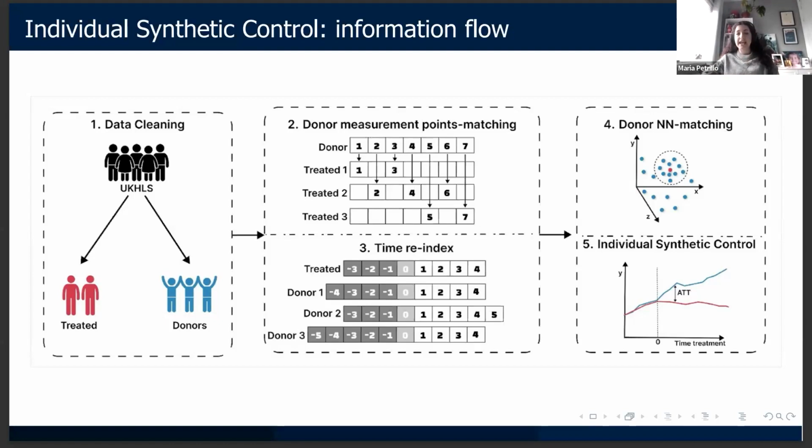Then we have the third stage, which is the time reindex. So once we have identified the donors with the same measurement points, we reindex the time in a way that year 0 represents the year of the treatment.